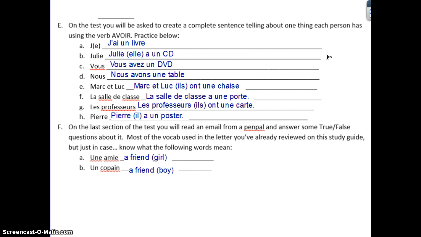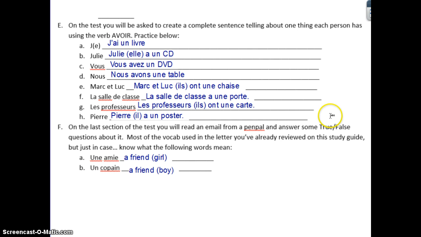For letter D, nous avons une table, we have a table. Again, the nous form of avoir is avons. Une table is just easy to spell to say we have a table. Marc et Luc are two boys' names, so I could have either used their names again or ils. That form of avoir is ont une chaise. That would mean they have a chair.